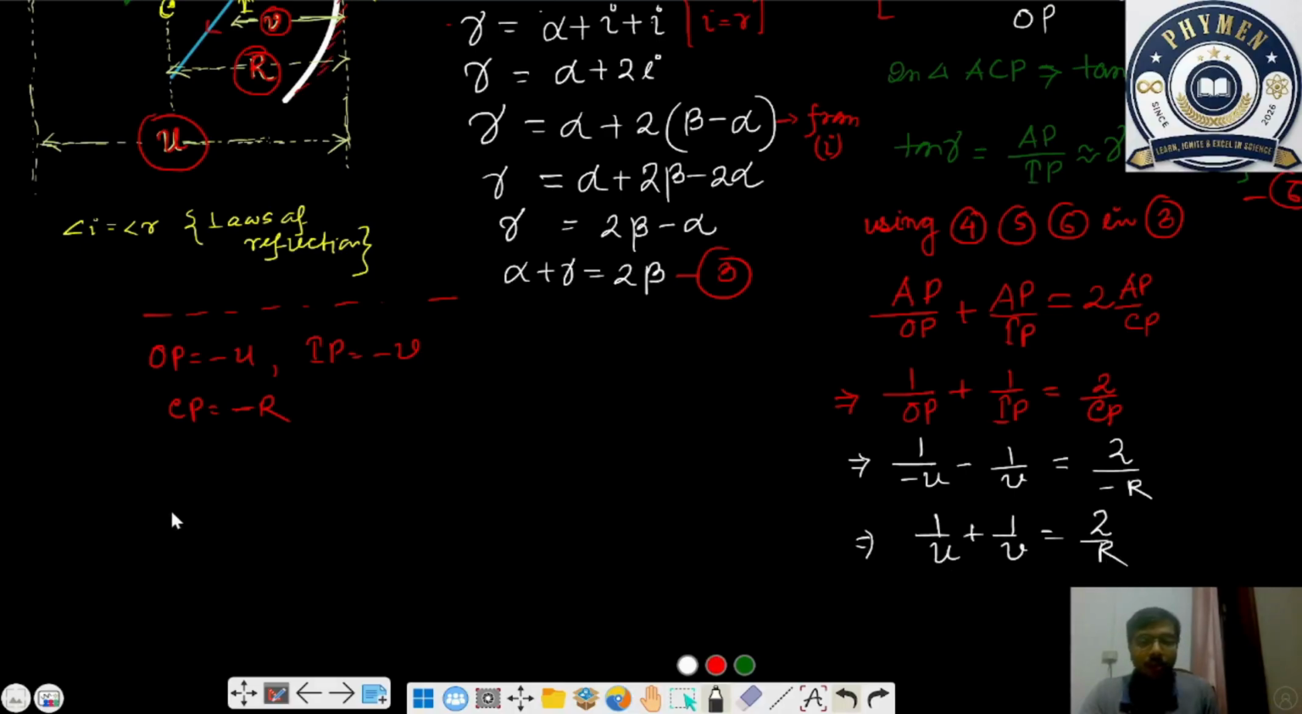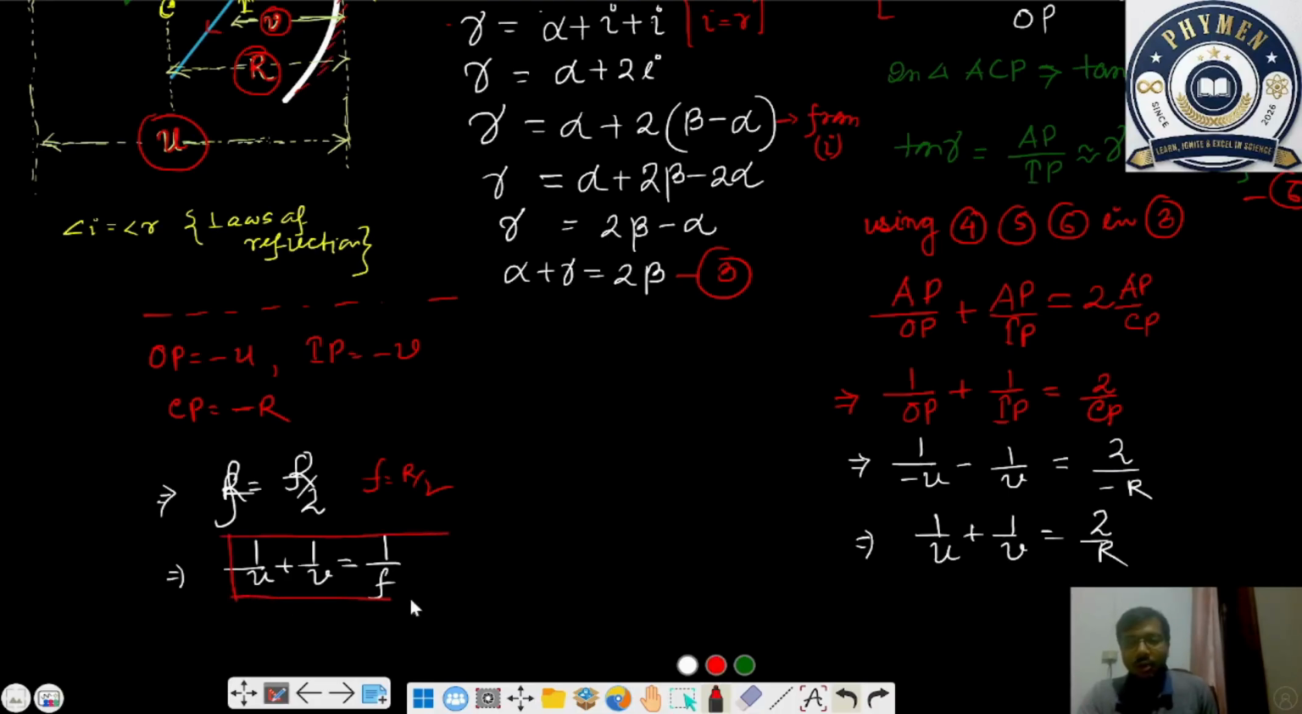Now we know that F equal to R by 2, so R equal to twice F. If we put this in, we will get 1 by U plus 1 by V equal to 1 by F. So this is our particular mirror equation for the concave mirror.